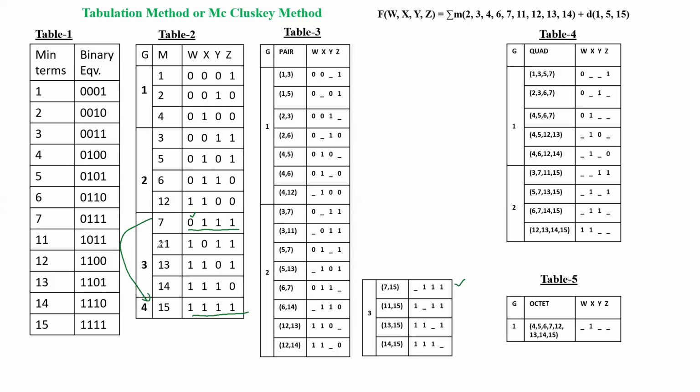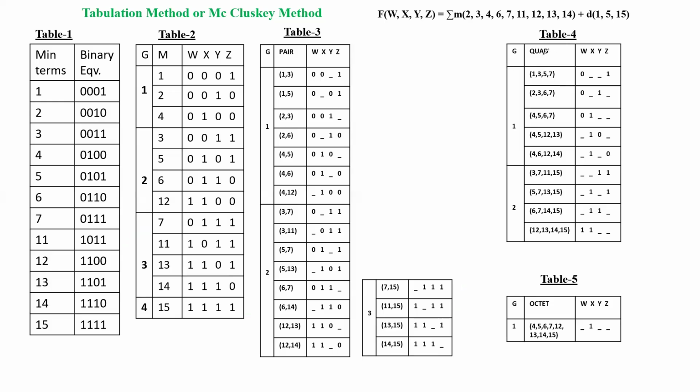Similarly, we have 11 with 15. 11 with 15 is also possible. Only one bit is changing. So that's why we put the underscore here. Like this, we'll compare all min terms of group 3 with group 4. If only one bit is changing, we call that a pair, and we'll put it in the next table. So we have to keep in mind that we are considering only one bit should change.